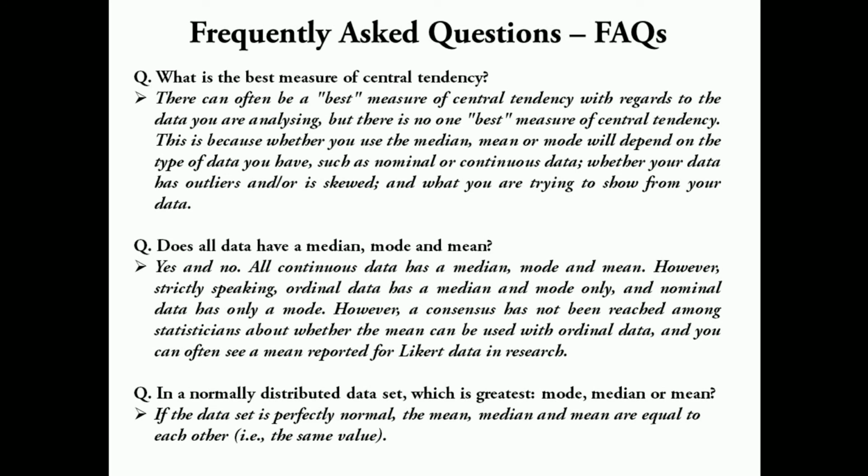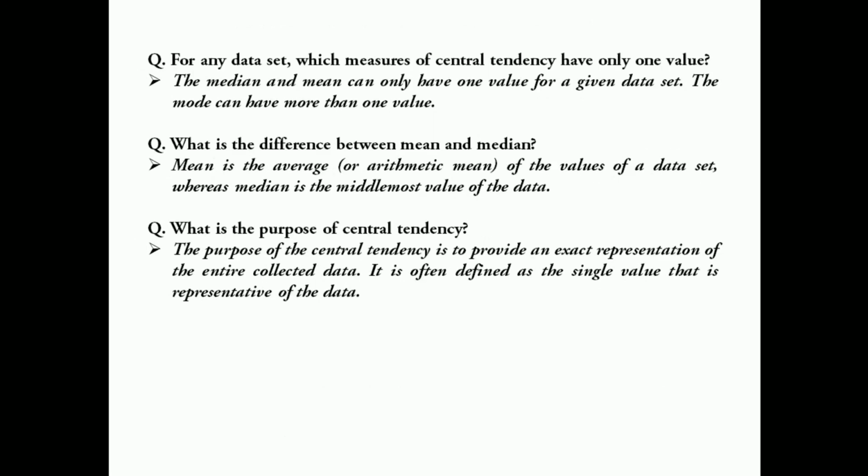Third question. In a normally distributed dataset, which is greatest, mode, median, or mean? Answer. If the dataset is perfectly normal, the mean, median, and mode are equal to each other. Moving on to the fourth question. For any dataset, which measures of central tendency have only one value? The answer is the median and mean can only have one value for a given dataset. The mode can have more than one value.